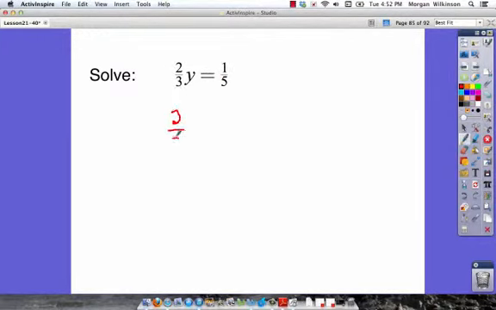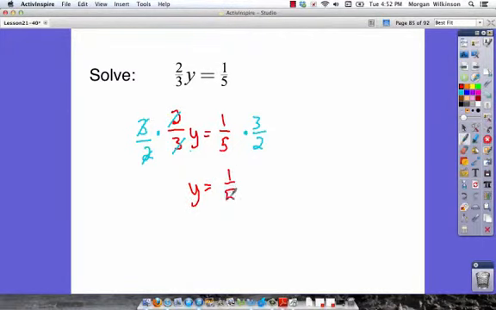So we're going to have 2/3 y is equal to 1/5. We're going to multiply by the reciprocal of 2/3. So that's going to be times 3/2. We do that because the 3's cancel, the 2's cancel, and we're just left with the y by itself. Now we have to multiply by the reciprocal on the other side. So we multiply by 3/2. What we do on one side of the equation, we have to do on the other side in order to balance it out. So we're going to get y is equal to 1/5 times 3/2.